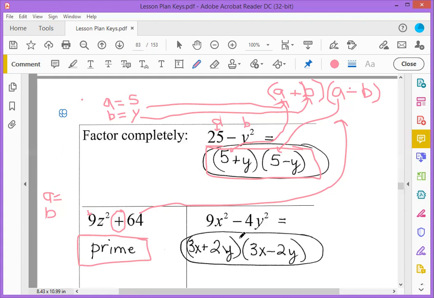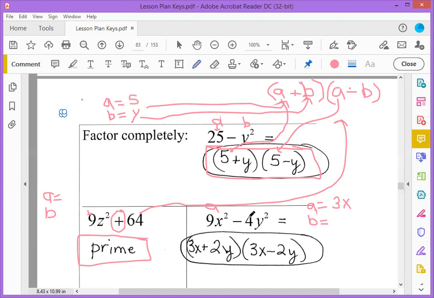In the next example, we see perfect square numbers with a minus between them. So we can identify our a and our b term for this next example. What do we square in order to get 9x squared? 9, we know, is 3 times 3, and x squared, we multiply x times itself. So together, that perfect square term would be 3x.